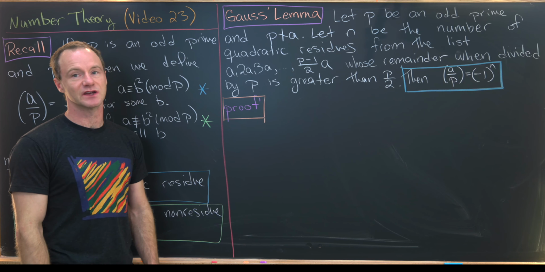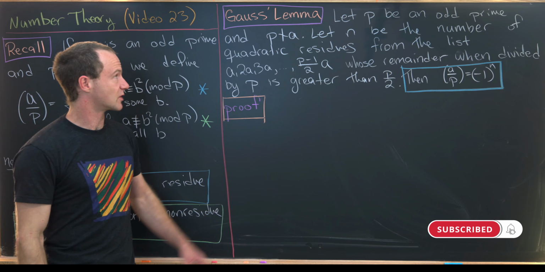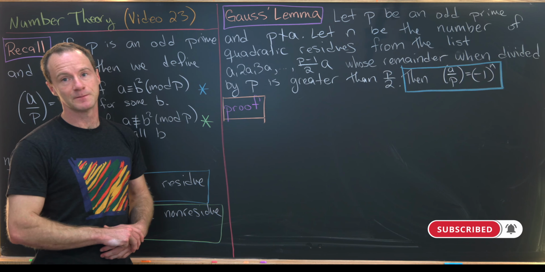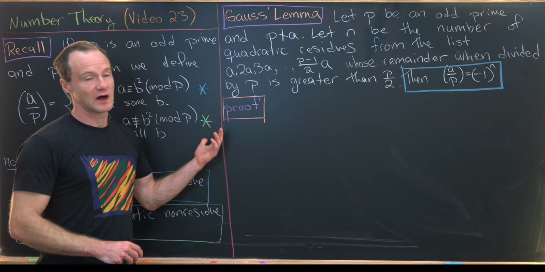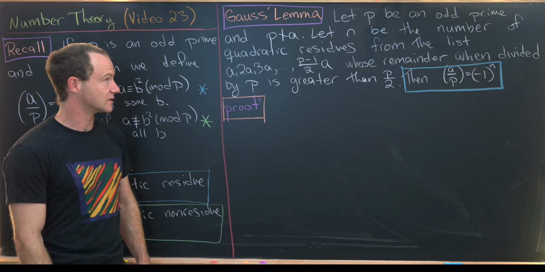Okay, so our first result, which is a bit technical, and it's not a result that you would really use on its own, it's really used to prove quadratic reciprocity, is called Gauss's lemma. Well, obviously it's from Gauss, and quadratic reciprocity is also from Gauss.